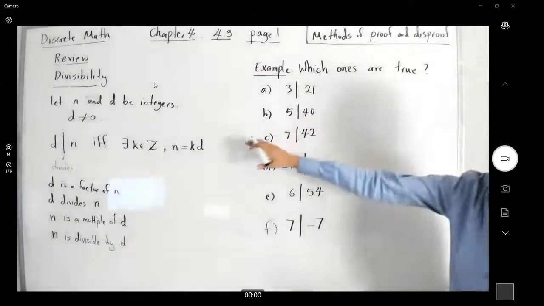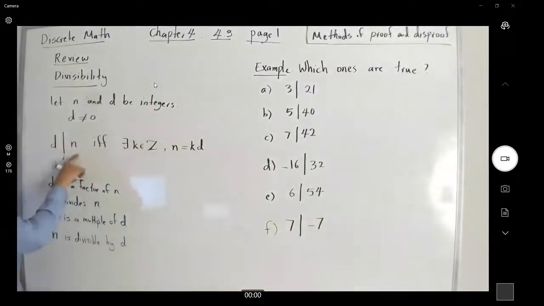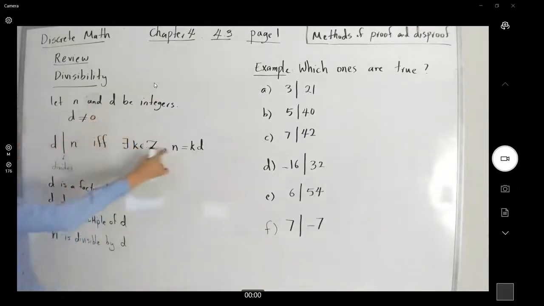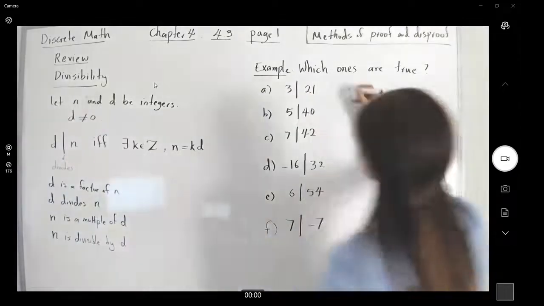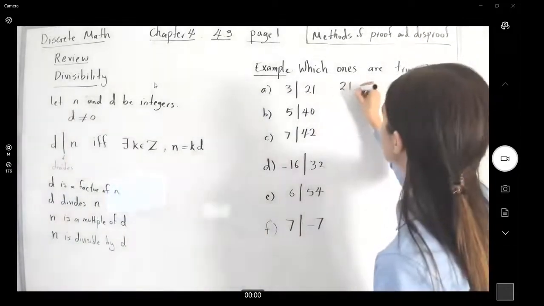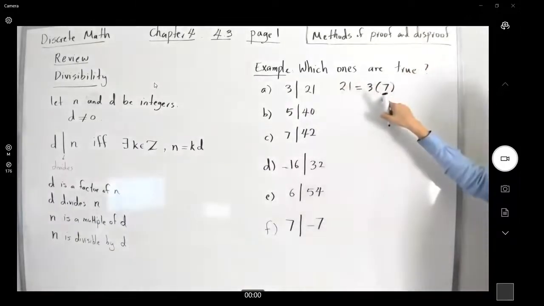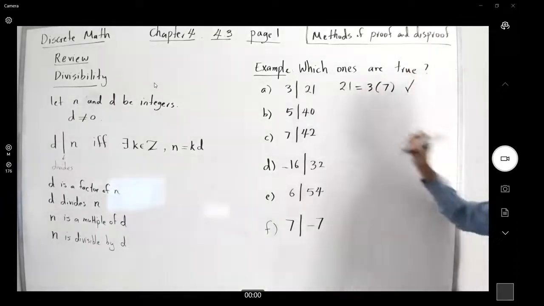So take a look at the definition of divisibility. D divides n if and only if we can find one integer such that n can be written as the multiplication of that integer and d. So of course we can write 21 as 3 times 7. We found that integer, which is 7. So the first one is true.